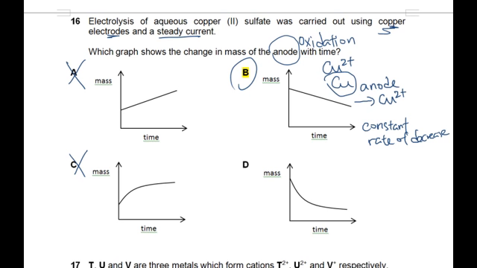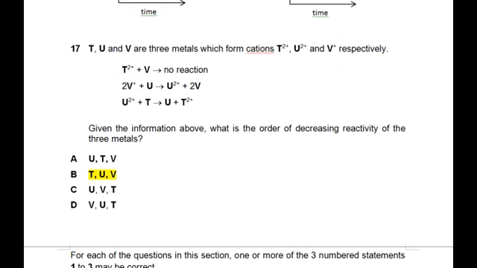Now for those of you who choose D, let me tell you why it is wrong. If you look at the gradient of the mass-time curve, the gradient will give you the change of mass per unit time. Since the gradient is not constant, it means that the change in mass is also not constant. But this can't be happening because the flow of electrons is steady because of the steady current. So it can't be D, because of the steady current. So option B.